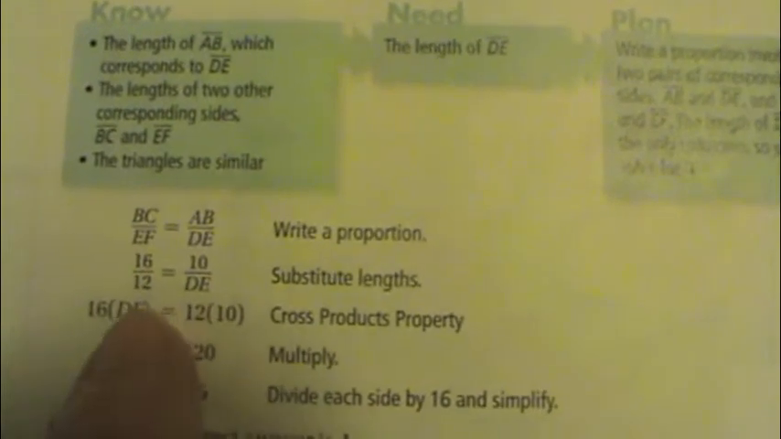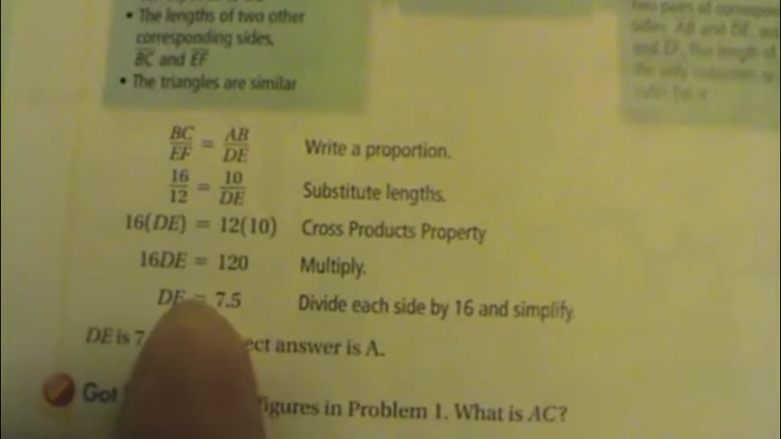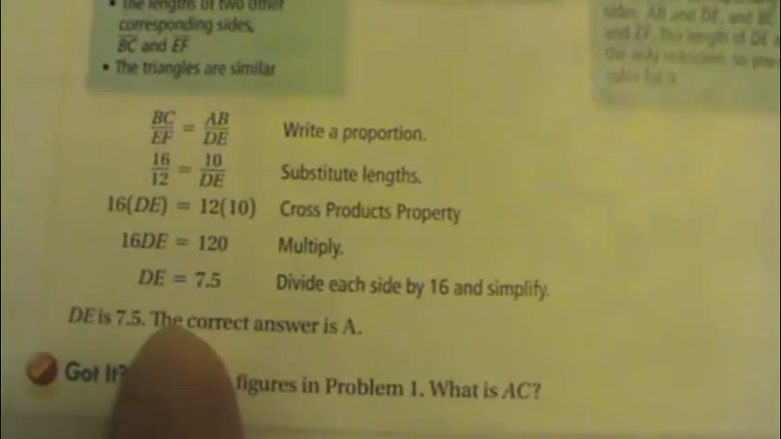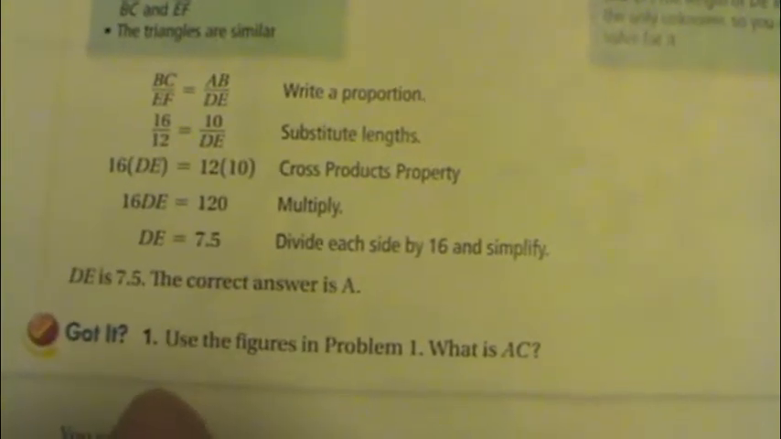Then we all know about the magic of cross multiplying, so just cross multiply. You end up with 16 times DE equals 120. Divide, and you're all set.